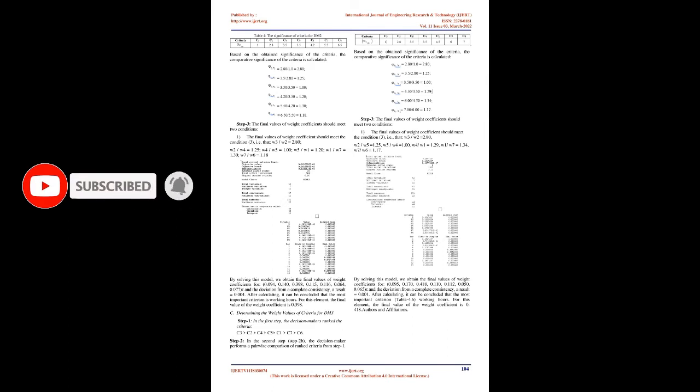B. Determining the weight values of criteria for DM2. Step 1. In the first step, the decision makers rank the criteria. Step 2. In the second step, Step 2b, the decision maker performs a pairwise comparison of ranked criteria from Step 1. The comparison is made with respect to the first ranked criterion C3. The comparison is based on scale 1 to 9. Thus, we obtain significance for the criteria.